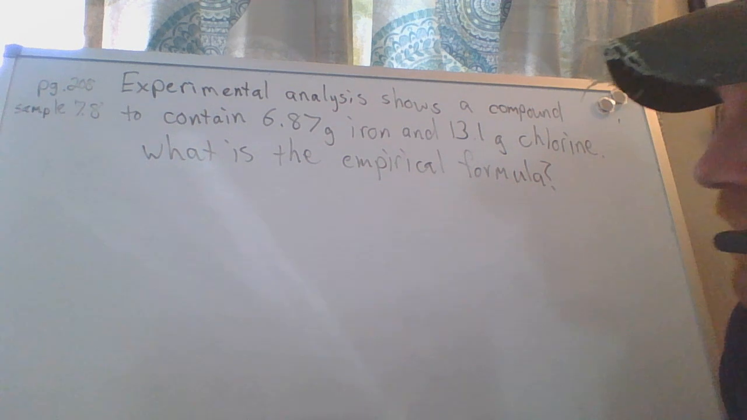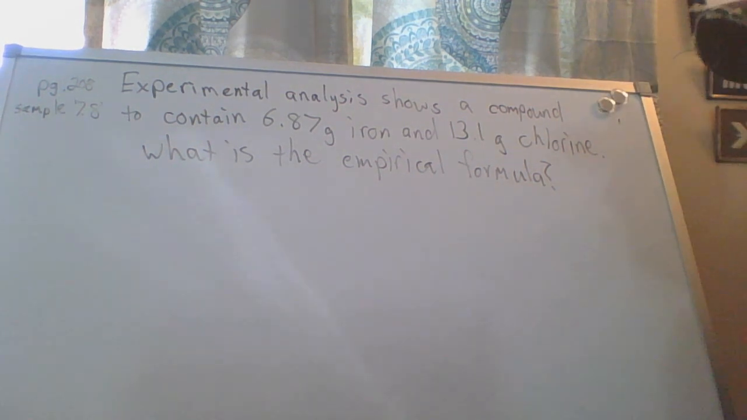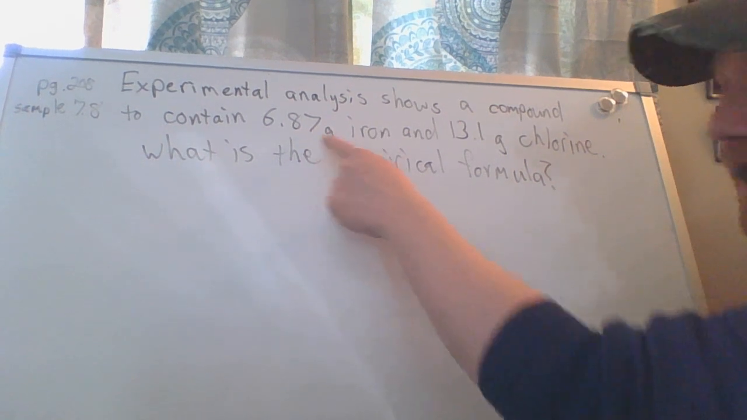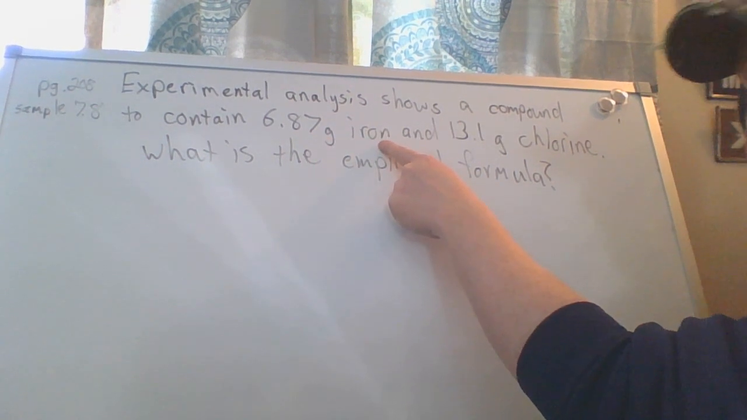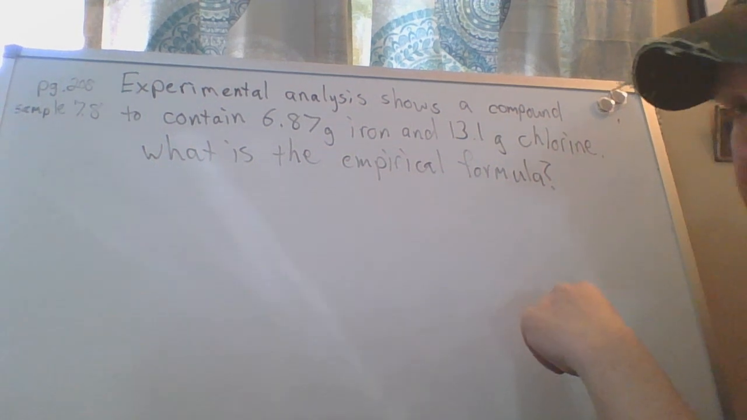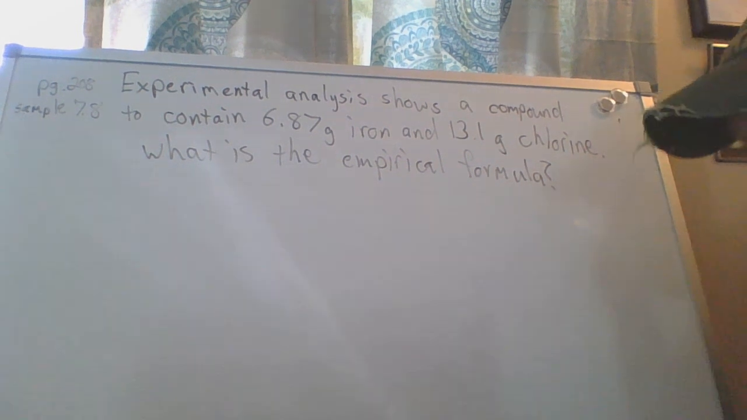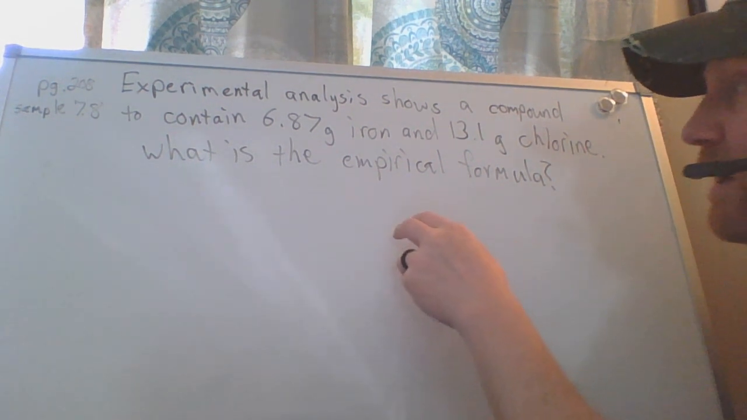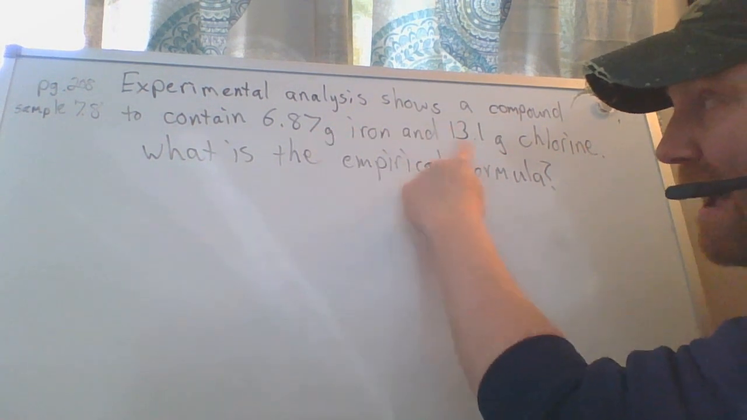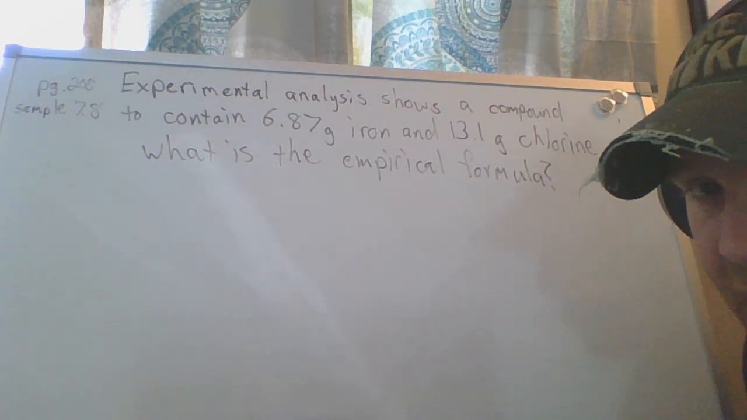The problem states, experimental analysis shows a compound to contain 6.87 grams of iron, there's our first element, and 13.1 grams of chlorine, element number 2. It wants to know what the empirical formula is. Well, hopefully, by now we know that you cannot compare the masses of 2 different elements directly because they don't have the same molar mass.